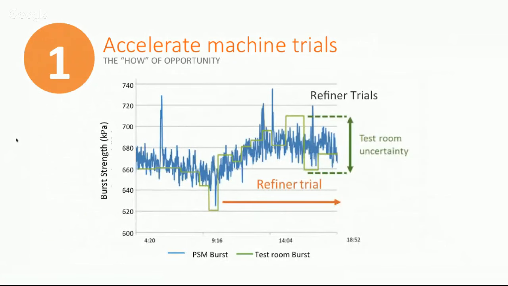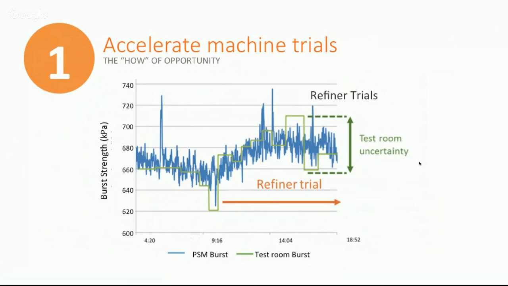Here's another example how we might be able to accelerate machine trials. Refiner trials. In this case, we're looking at burst strength, and you can see when the refiner trial started. And it's clear from the blue trace, which is the continuous measure on the paper machine, that there was some effect, although it was pretty small, 660 to about 680, so 20 units.